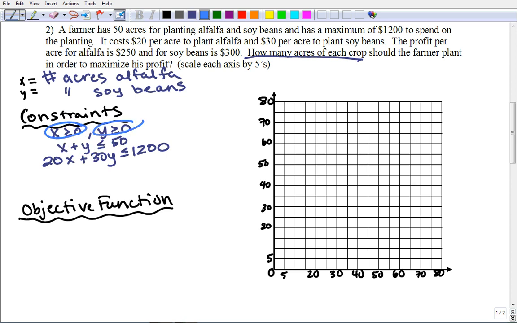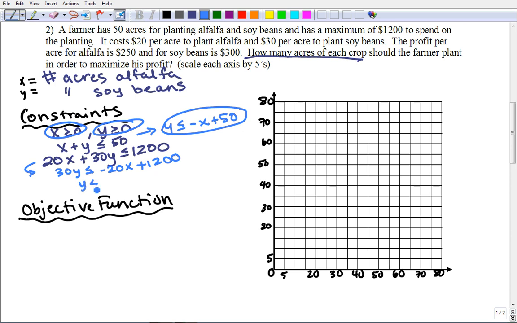The first two we don't have to worry about. Those are just single variables by themselves. But this one, we subtract x over to the other side, we'll get y is less than or equal to negative x plus 50. So that one's good to go. And then this one, again, we have a couple of steps. So we'll start out by subtracting the 20x. So we get 30y is less than or equal to negative 20x plus 1200. And then if we divide everything by 30, we'll get y is less than or equal to negative 2/3 x plus 40. So now we have four constraints. It's not that 4 is always the magical number, but in these two examples it's been 4.